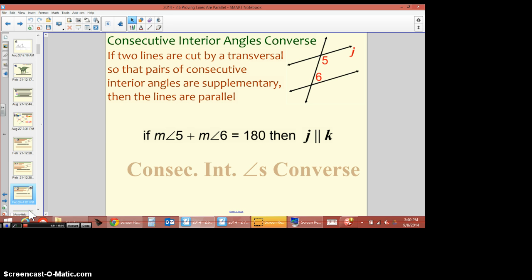Consecutive interior. Now this one's not about congruency. Remember, consecutive interior, CIAs are the government, they're the weirdos. They're different. They add to 180. They're not congruent. They add to 180. And if I give you 5 and 6, and I tell you that they add to 180, then you know that the two lines are parallel.